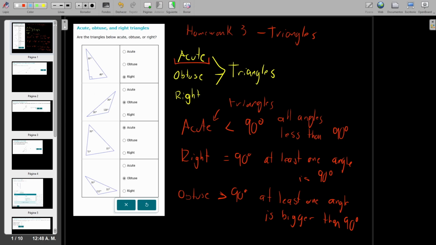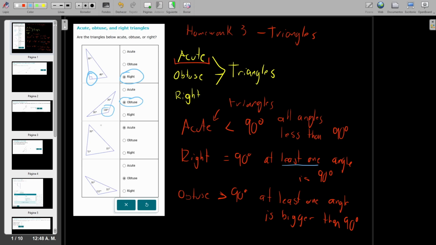We can see it has a right angle, at least one. In this case, it has at least one, so it makes this triangle a right triangle. The next one, we can see that it has an obtuse angle, meaning that it is above 90 degrees. As it has at least one angle that is bigger than 90 degrees, that automatically made this an obtuse triangle.